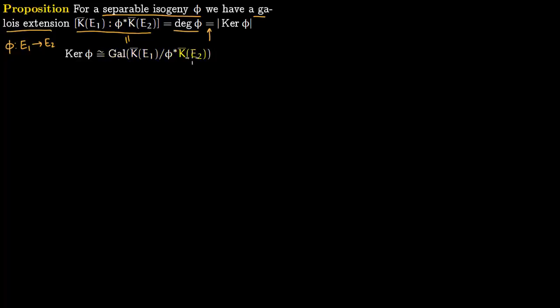So this is the Galois group, and since this is equal to the kernel of phi, the kernel of phi comes right here. You have an equality here. So the kernel of phi is isomorphic to the Galois group of the field extension which you get from our separable isogeny. So we want to prove this big result.